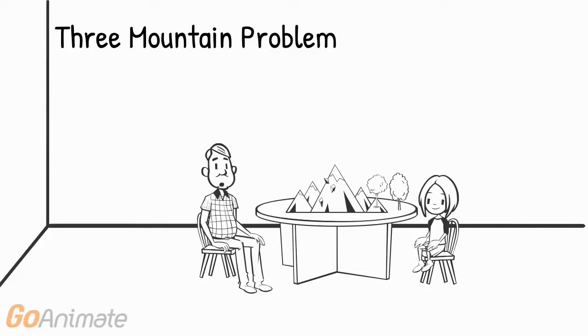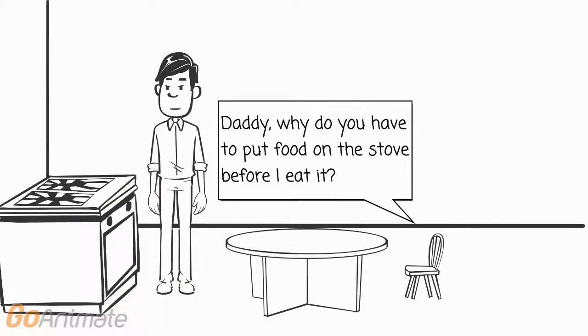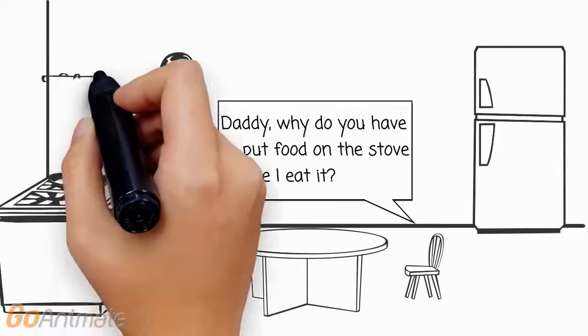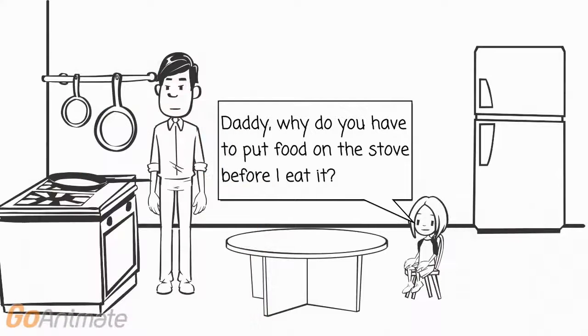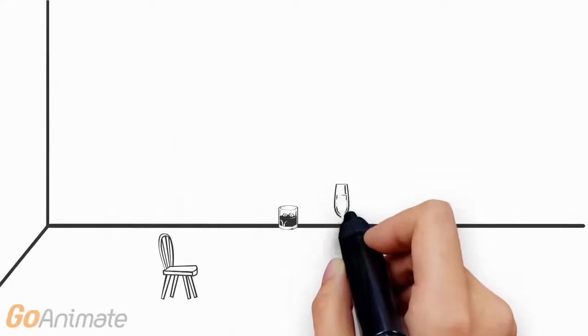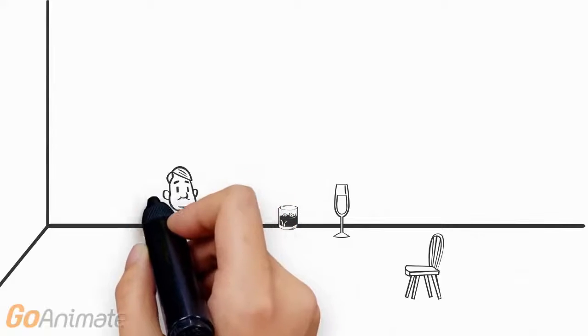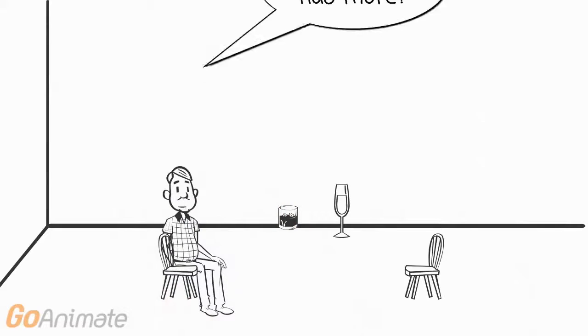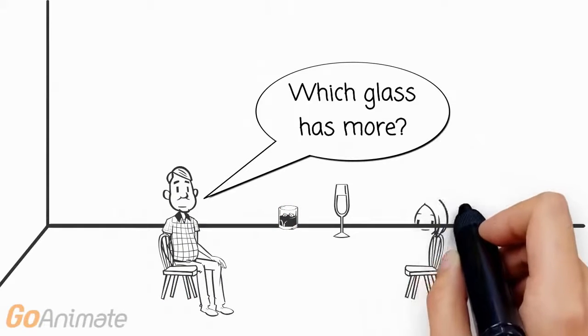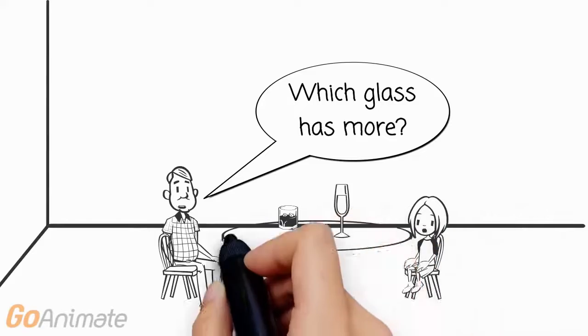During the pre-operational stage, children may also ask a lot of questions, especially why questions. For example, this little girl may ask, why do you have to put food on the stove every time we want to eat it? During the pre-operational stage, children can't reason, use logic, or combine more than one idea or aspect of a problem.